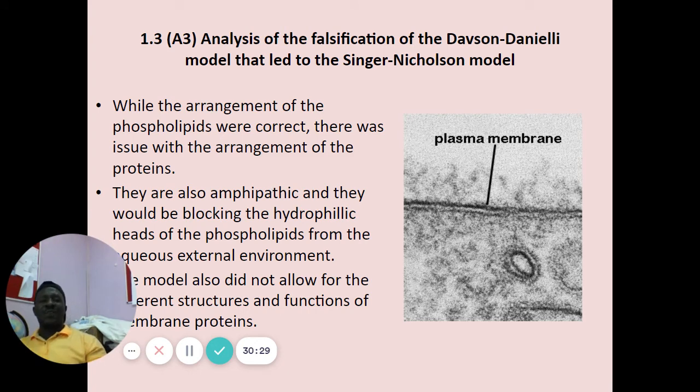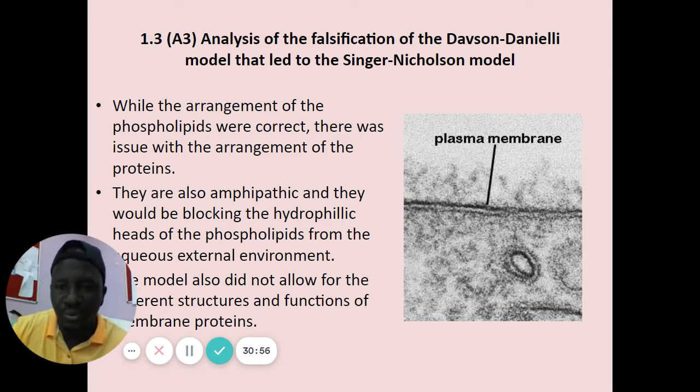So, what is false about this? What is false about this is what gave us the Singer and Nicolson model, which we call the fluid mosaic model. While the arrangement of the phospholipids was correct, there are issues with the arrangement of the proteins.